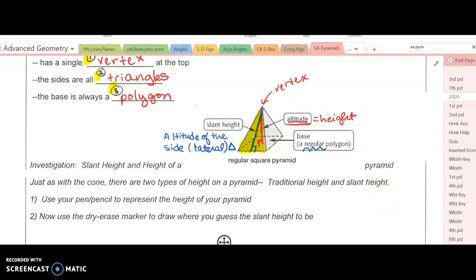So what it says is just as with the cone, there are two types of height on a pyramid: traditional height, the one going up the middle, and slant height. Use your pen and pencil to represent the height of your pyramid. Now use the dry erase marker. So if we had been in class, and unfortunately we are not, I would have given each of your groups a three-dimensional plastic pyramid, and we would have all stuck our pens and pencils up the middle of those pyramids to show the actual height, and then you could have used the expo marker to draw on the side of that pyramid that slant height. Unfortunately, that activity doesn't work so well on a video, but you could have drawn in your slant height. And we'll still use the letter L for that.